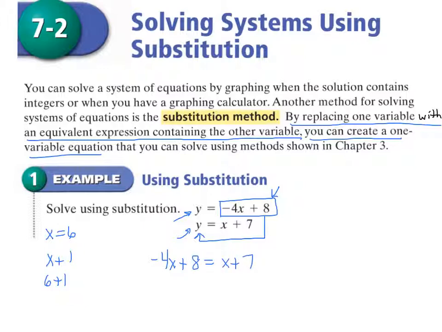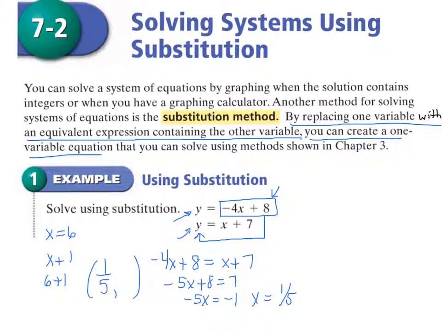And notice what happened. We now only have one letter. And now we just solve this equation like you would solve a one variable equation. So I'm going to subtract x on both sides. I'm going to subtract 8. That gives me negative 1. I divide both sides by negative 5. And I get x as 1/5. So we know x is 1/5. But we still need to find y.